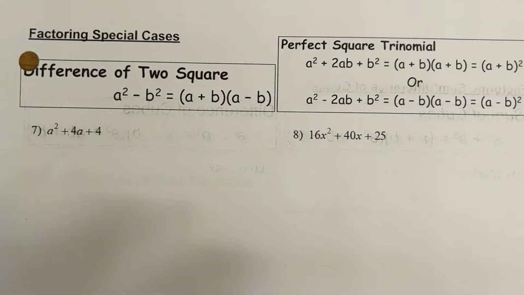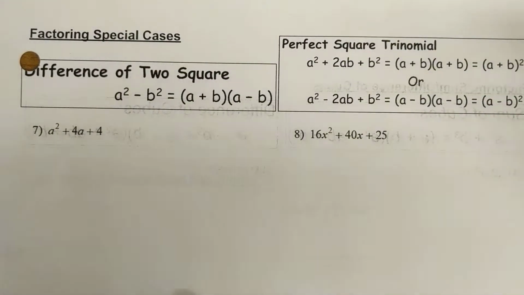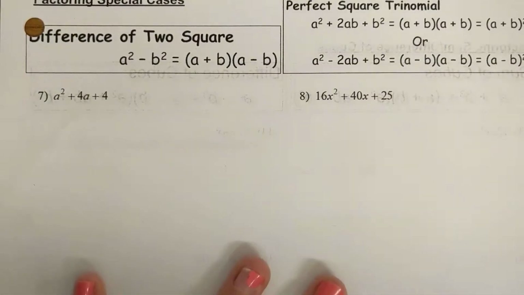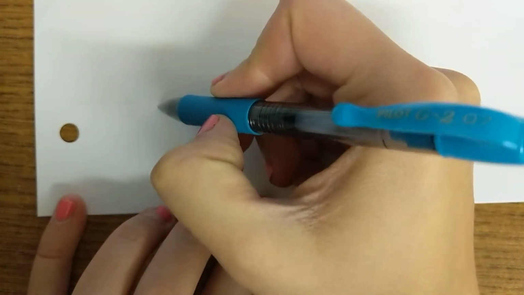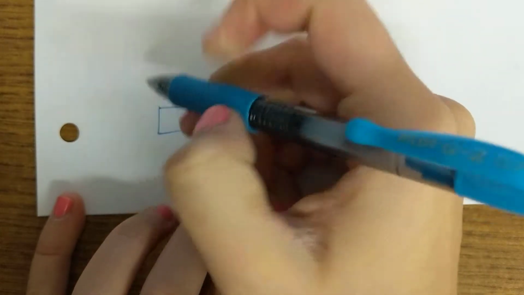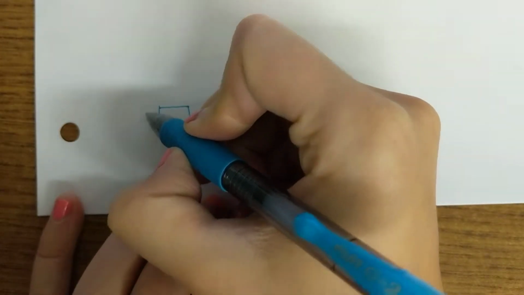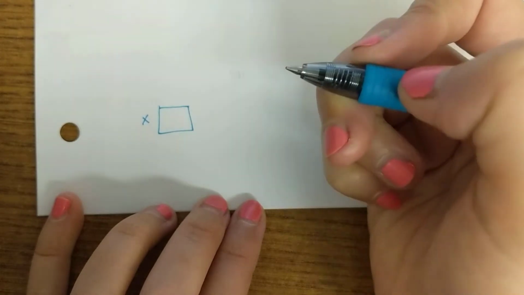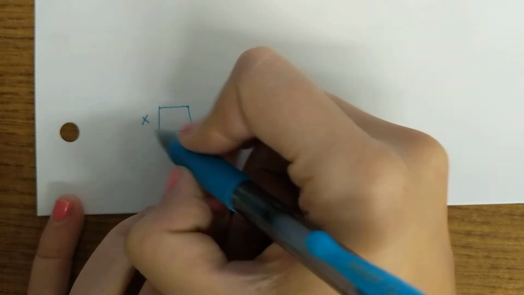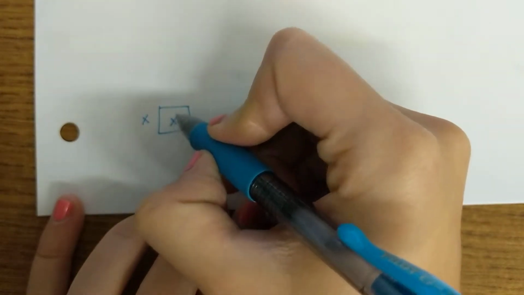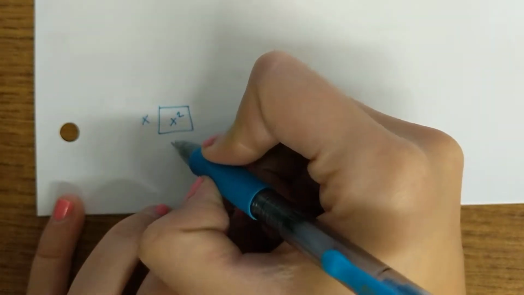A perfect square trinomial is a trinomial that you can take the square root of and get a binomial. So it's a binomial times itself that gives you that perfect square trinomial. For example, when you have an actual square, and the side length is x, then the base and the height are both x, so the area is x squared.